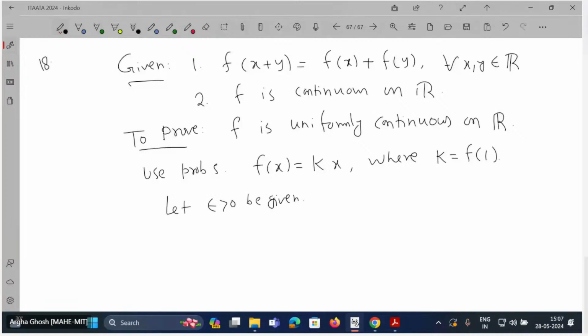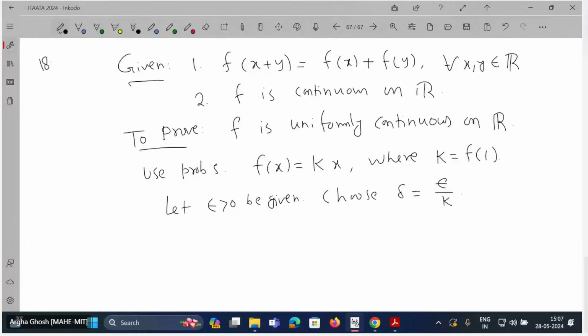Choose delta f equals to, or it can be chosen like epsilon by k. Correct. F of 1 is okay. We also proved that f of 1 cannot be 0. That's also obvious. F of 1 plus 1 will be f of 1 plus f of 1, and we can prove that it should not be 0. Okay.